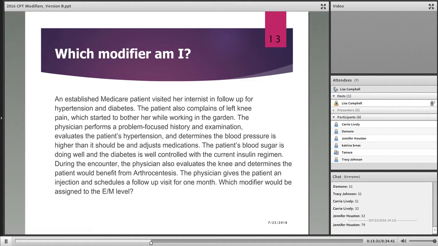So essentially, you're going to have a code for your E&M, but you also are going to have a code for the arthrocentesis. So you want to let the insurance company know that you have a separate, significant, identifiable E&M on the same day, which is a modifier 25.